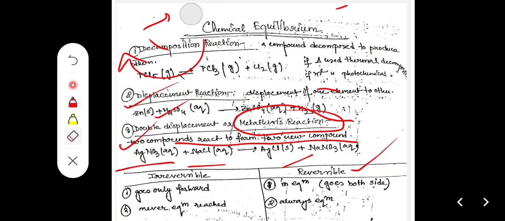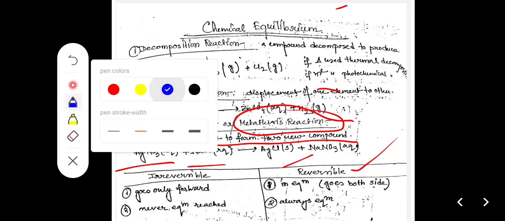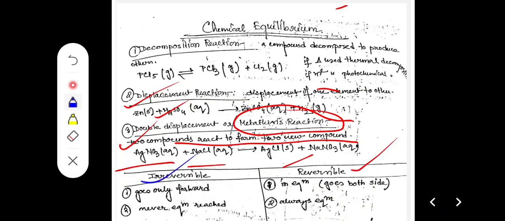But when we consider irreversible, it goes only in the forward direction. Only reactant to product formation takes place. Reversible always has an equilibrium, and due to equilibrium both directions are possible. Otherwise, reaction in both directions is not permissible. But in an irreversible process, equilibrium is never reached. As it is always forward, there is always product formation, so there is no chance of equilibrium establishment.